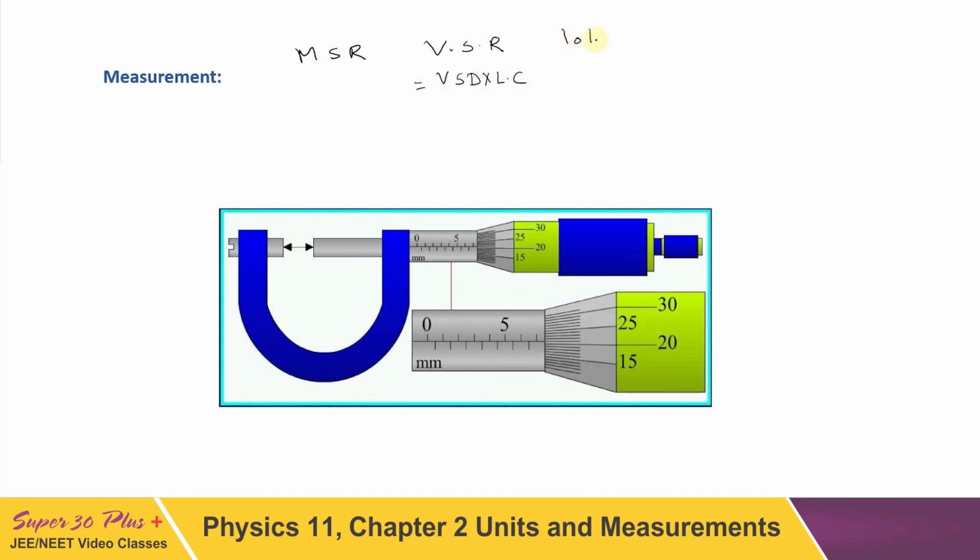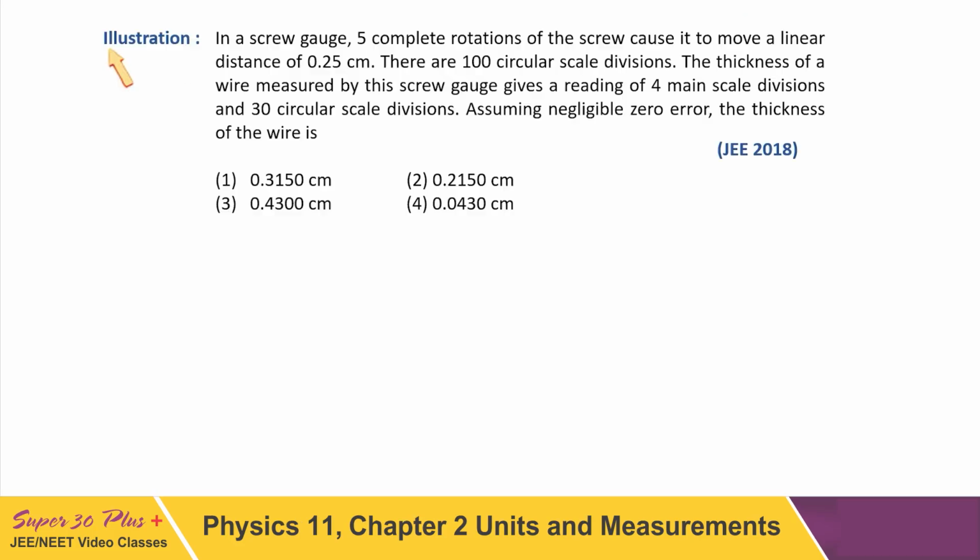After that, the total is done. On addition of these two values you will get the total value, and then the zero correction. This is how measurement is done with the help of a screw gauge. Now let us take one illustration to explain this properly.